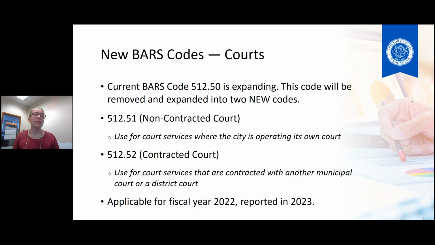There is a chance that some of our cities will report both codes. If they provide their own court services, that portion of their expenses would be under 51251. And if they contract their services to another city, those expenses related to the other city would be 51252. This is applicable for fiscal year 2022, reported in 2023.